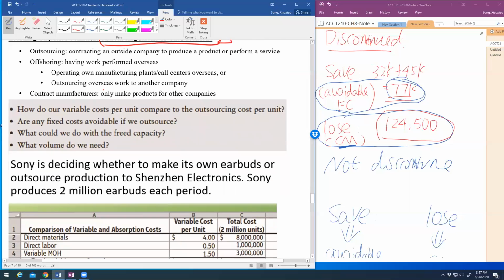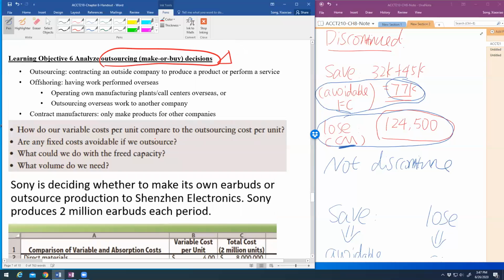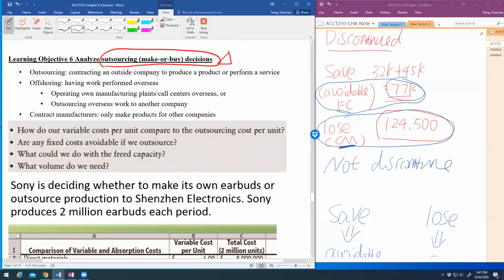First thing, you have some terminology: you either make your thing or you outsource. When you outsource, that means you contract with someone who will produce the product or provide the service for you. But the other one is offshoring. The main idea is that it has to be overseas. So outsourcing and offshoring are two different things. I talk about this just in case you have a multiple choice question about the concept.